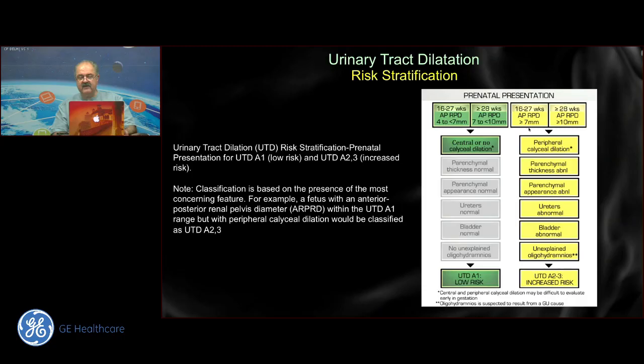If it is more than 7 up to 28 weeks and more than 10 after 28 weeks, then you start looking for any of these: peripheral calyceal dilatation, parenchymal thickness, parenchymal appearance, dilated ureters, over-distended bladder or trabeculated bladder, unexplained oligoamnios. That puts it into urinary tract dilatation A2, A3 and increased risk. And that is important because on the basis of this, you will decide what you have to do during the pregnancy and after the pregnancy.